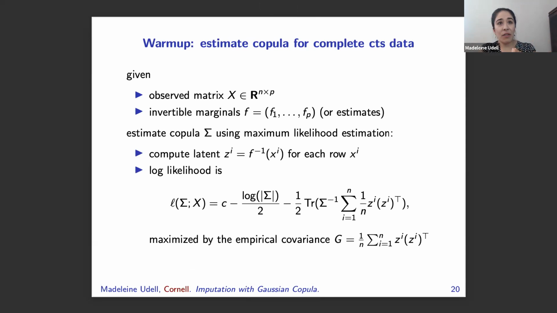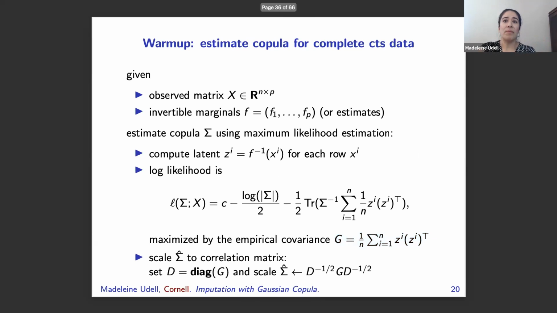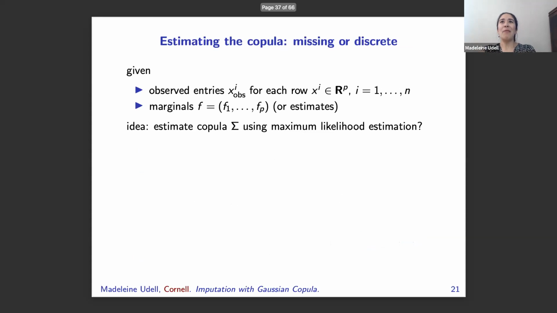Okay, you write down the log likelihood, and you can see that it's maximized by the empirical correlation matrix. This is the important fact: maximized by the empirical correlation matrix of these Gaussian latent variables. Now that's a covariance matrix. We need a correlation matrix, so we're going to scale it. Great. What if there's missing or discrete data?